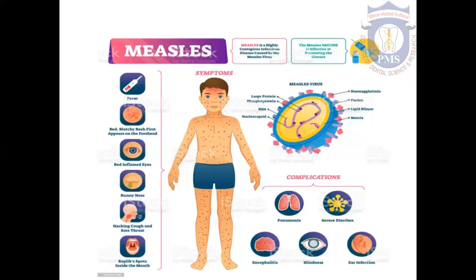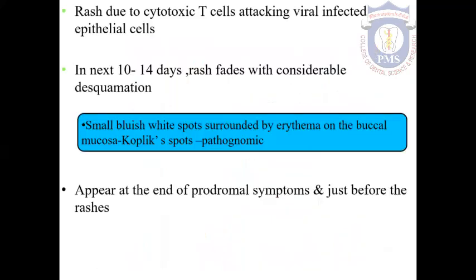And the last stage is the post-measles stage. It is characterized by weight loss and weakness. There may be failure to recover and gradual deterioration into chronic illness. These rashes are due to cytotoxic T cells attacking viral infected epithelial cells. In the next 10 to 14 days, rashes fade with considerable desquamation.